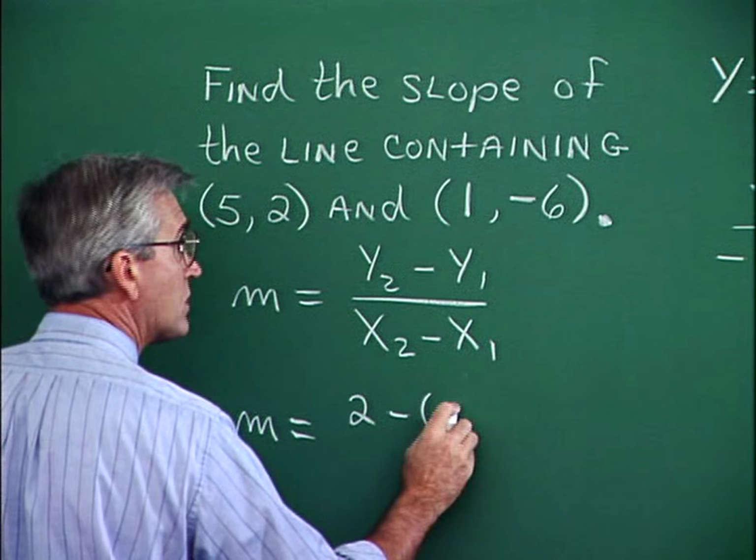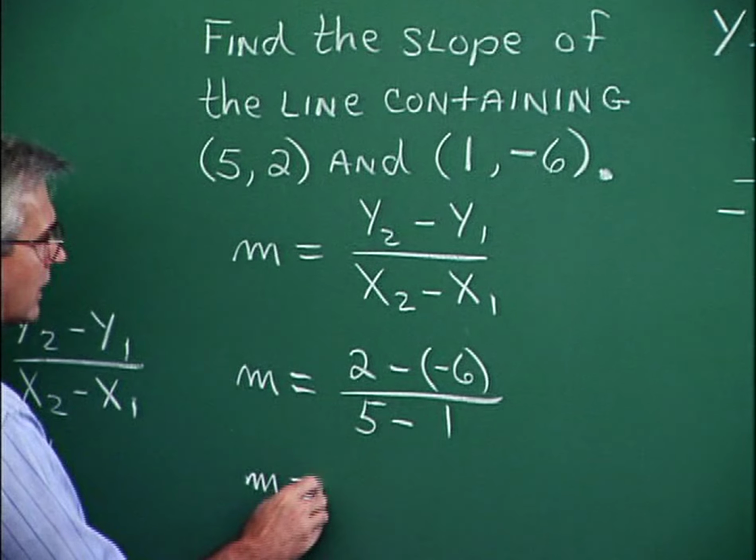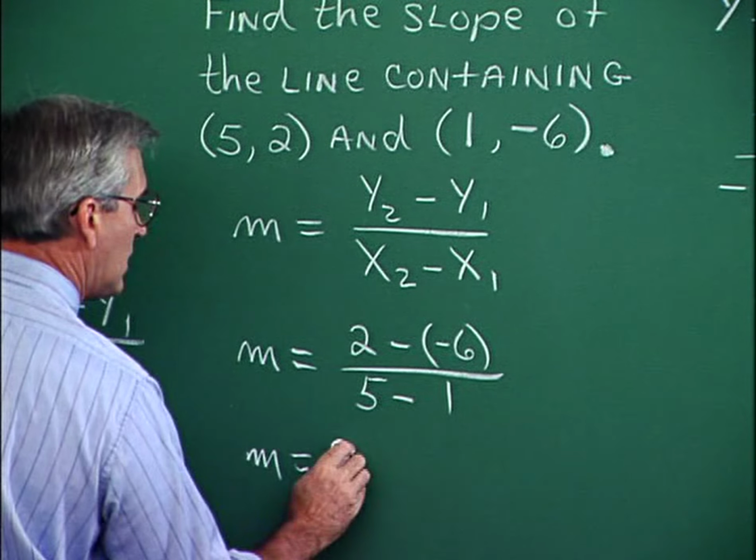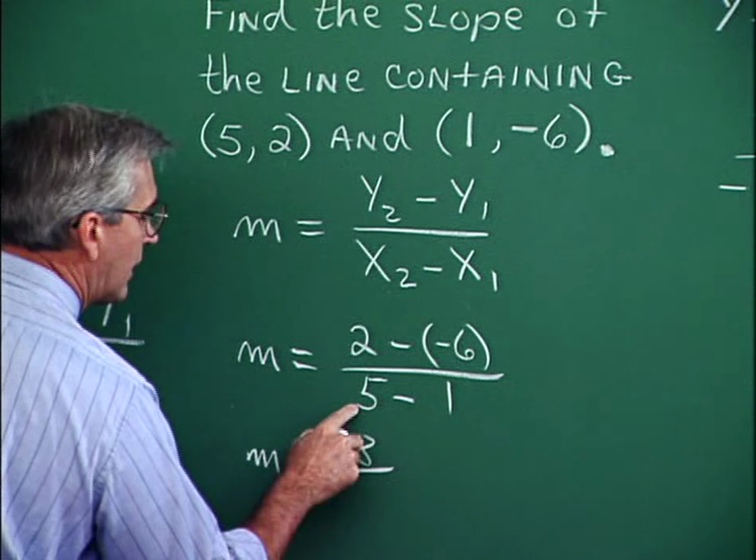So we have 5 minus 1. And then when the smoke clears on this, we have 2 plus 6, or 8, and then in the denominator 5 minus 1, 4. 8 over 4 is 2. The slope is 2 as we expected earlier.